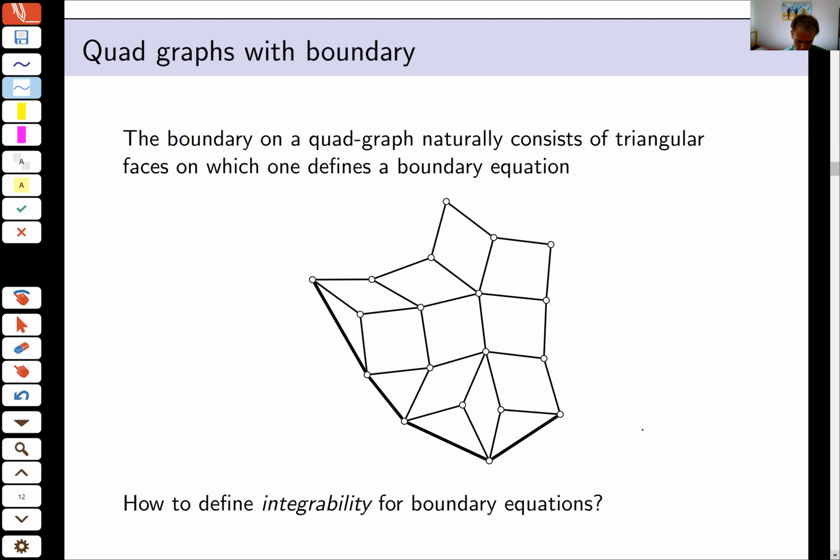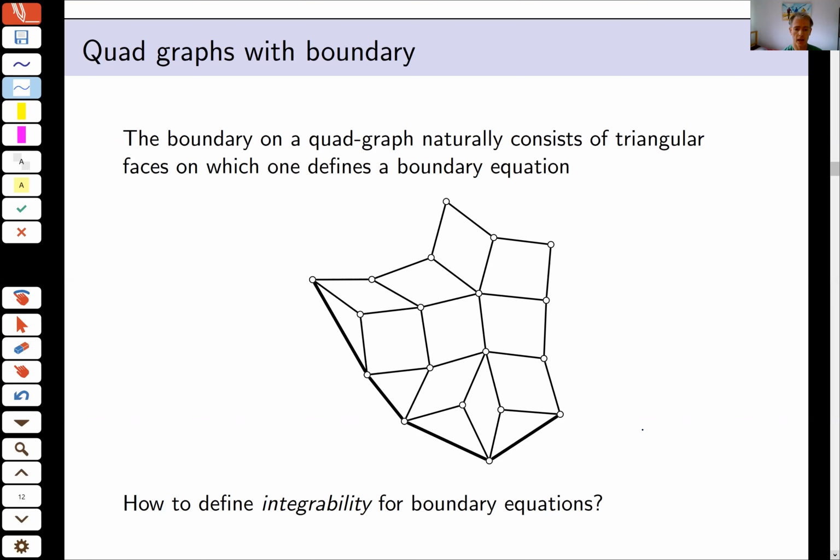What I want to now look at is quad graphs with boundary. These are very natural objects. You take any surface with a boundary, take a cellular decomposition of that surface, you take the dual of that graph that you have, you combine them together in what is called the double, and that will give you a quad graph where every face has 4 edges, so something like this. And the boundary very naturally is a boundary of triangles.